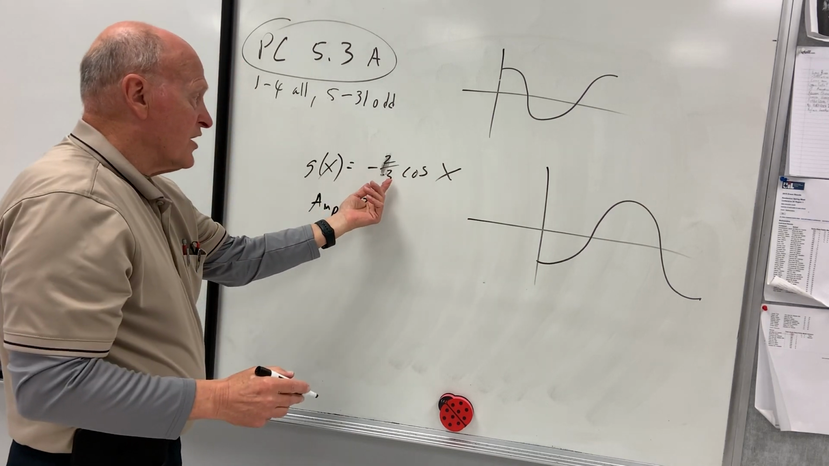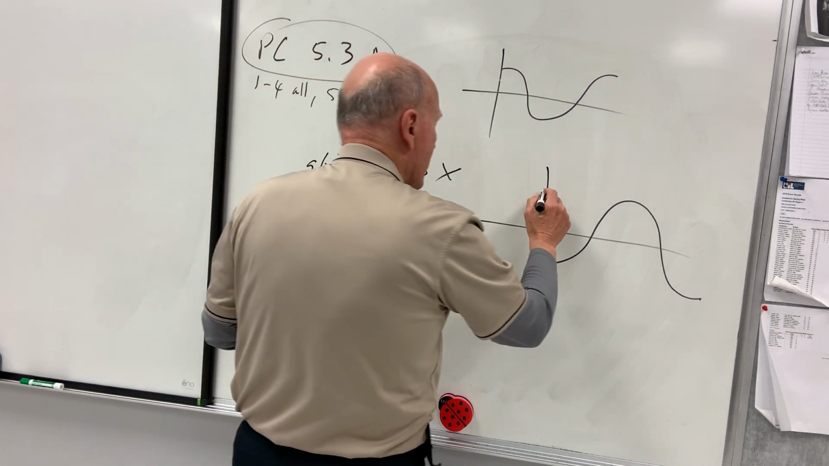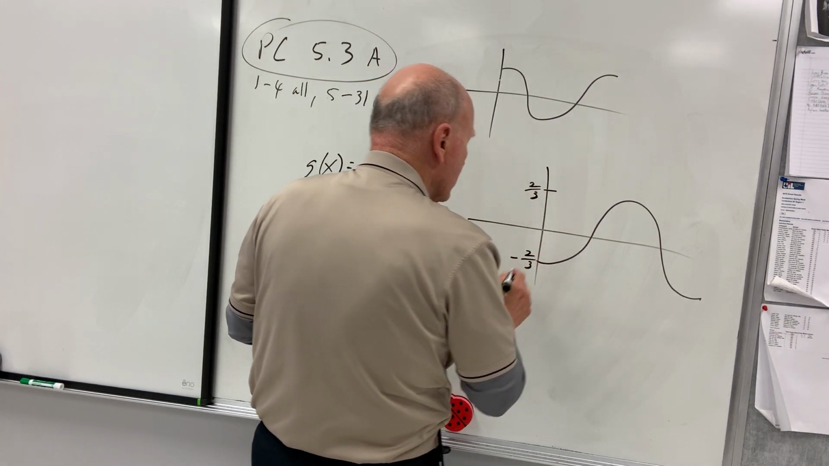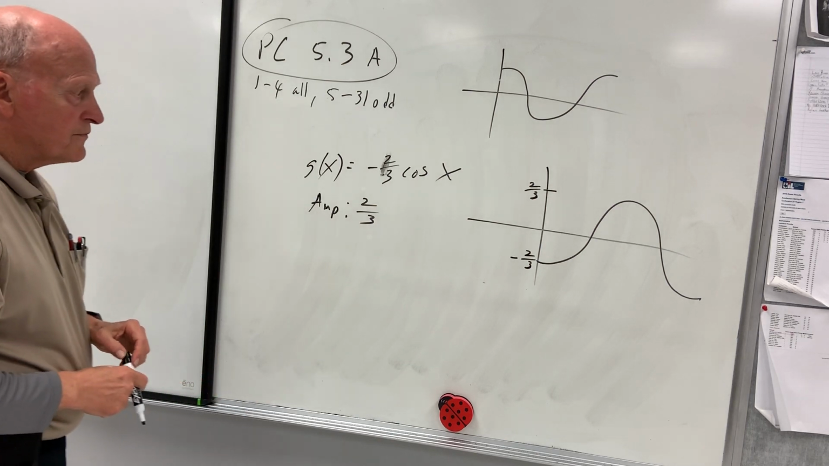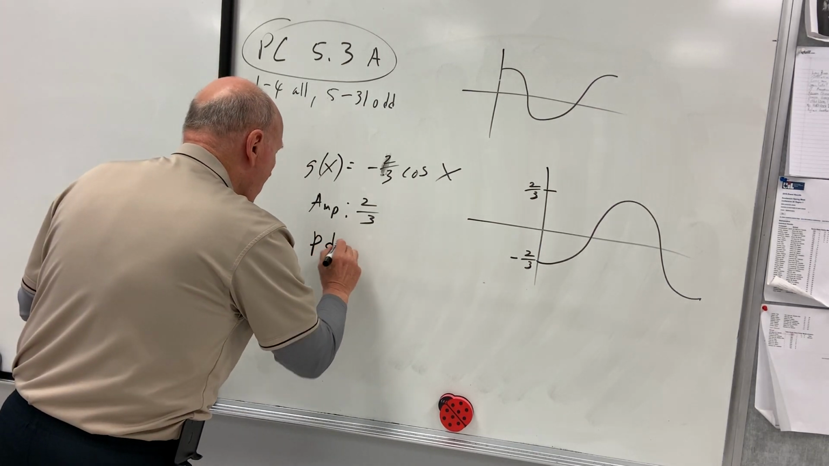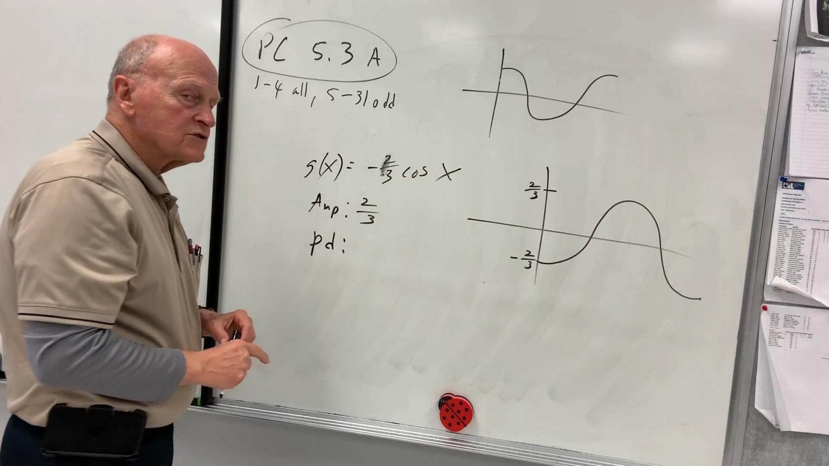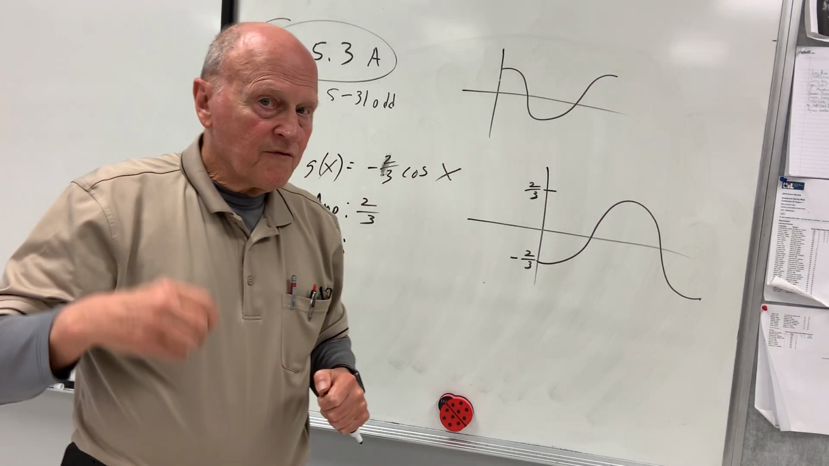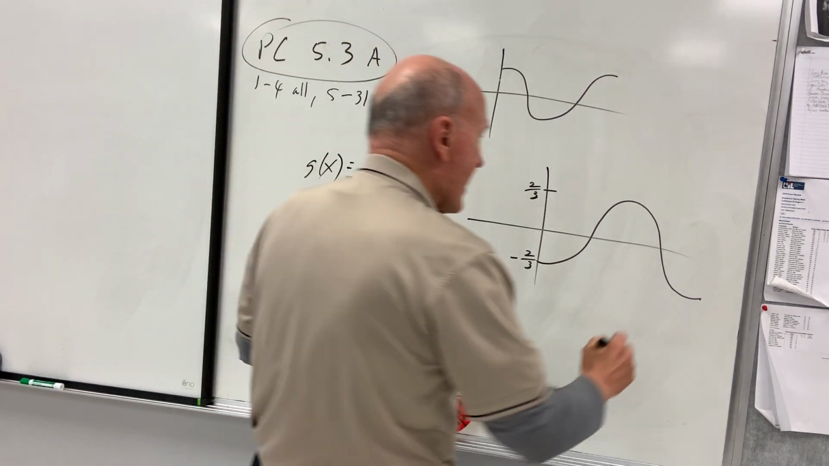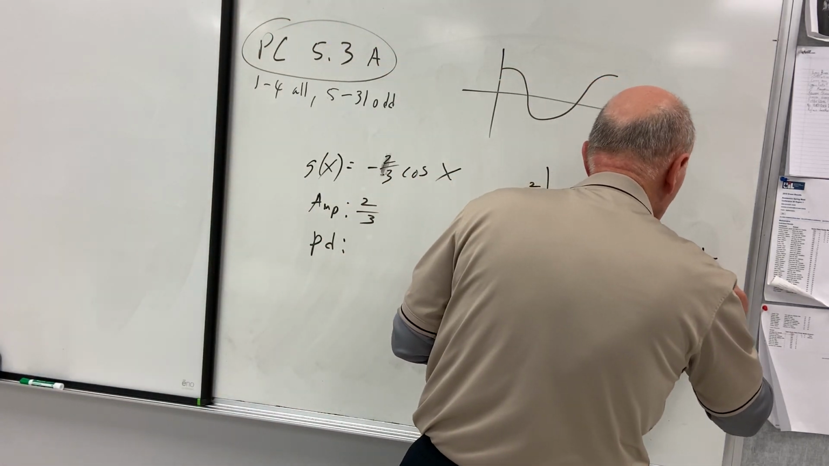2/3. Absolute value of negative 2/3 is 2/3. So it comes up to 2/3 and it goes down to negative 2/3 like so. What is the period? Well, there's nothing that appears in front of cosine, and the period for sine, cosine, secant, and cosecant is 2 pi. So the period is 2 pi.